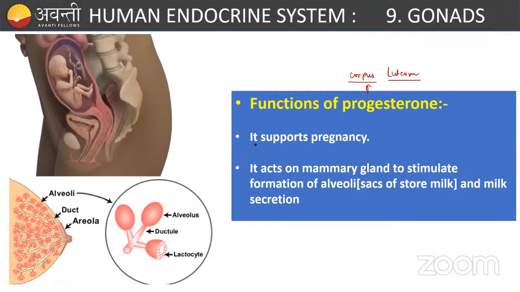First, it supports pregnancy in females, and it acts on the mammary gland to stimulate the formation of alveoli, which are the sacs that store milk, and help in milk secretion. So these are the alveoli. This is the alveolus, and the group is known as alveoli. And these alveoli consist of lactocytes, and as the name suggests, lacto means milk. So these lactocytes are involved in milk secretion. I hope this is clear to you all.